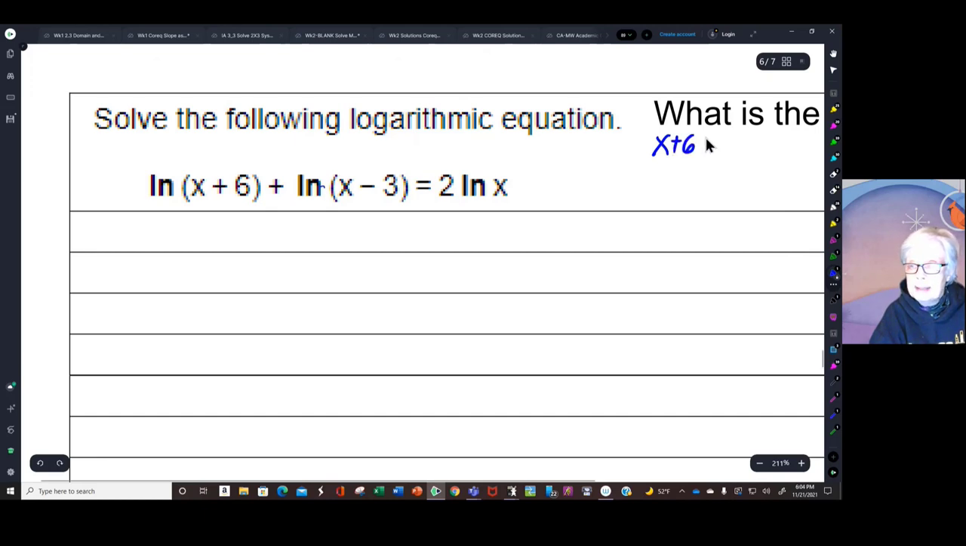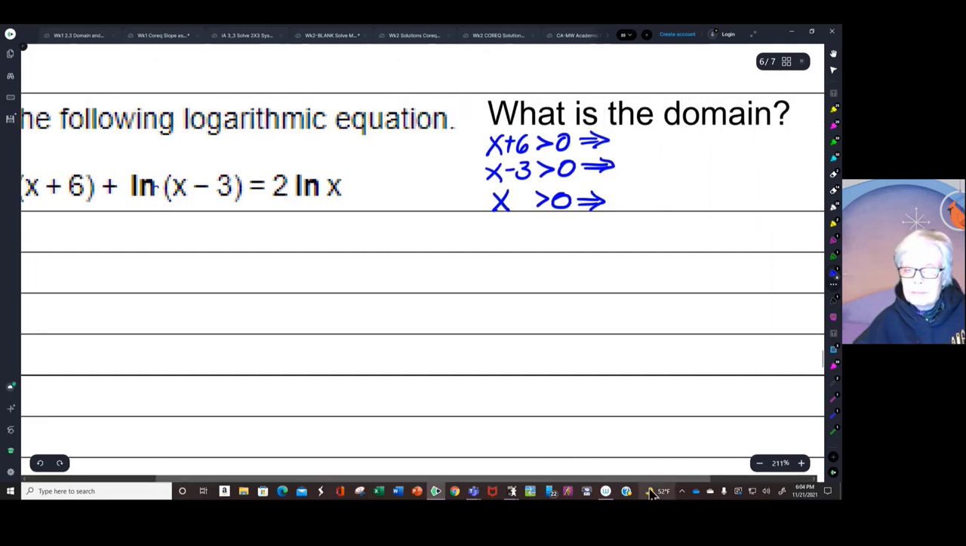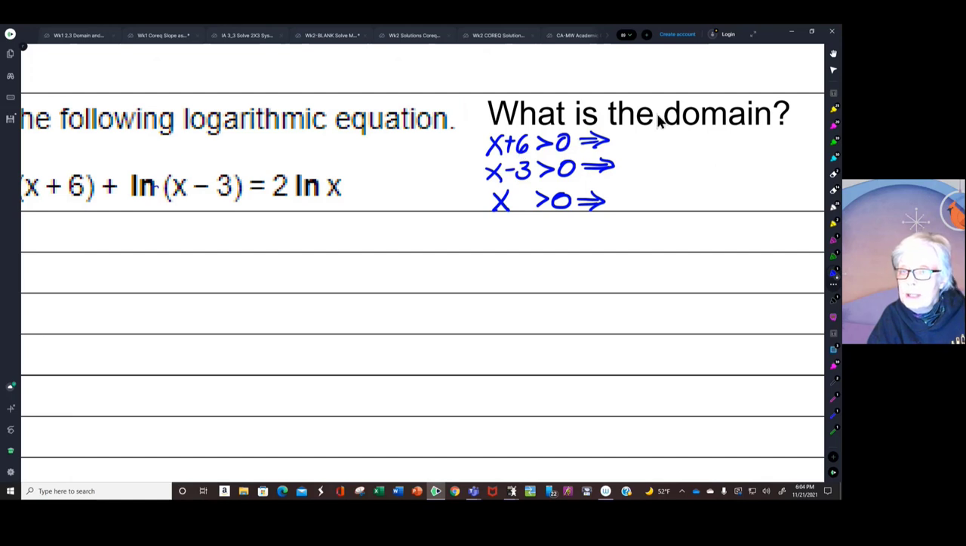X plus 6 has to be greater than 0. X minus 3 has to be greater than 0. And X has to be greater than 0. So, therefore, if I subtract 6 from both sides, I'll get X is greater than negative 6. Add 3 to both sides, X is greater than positive 3. And of course, this will stay X greater than 0.